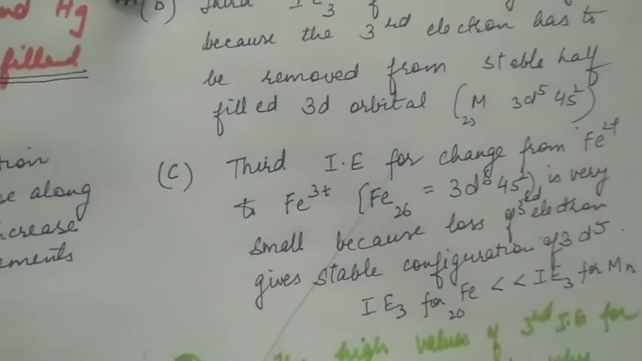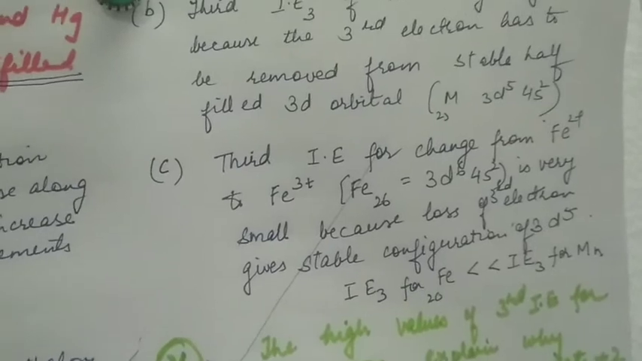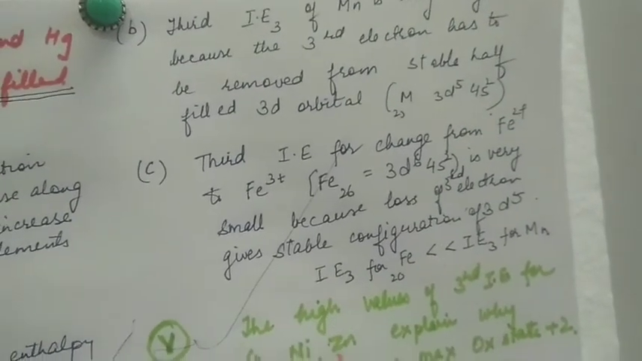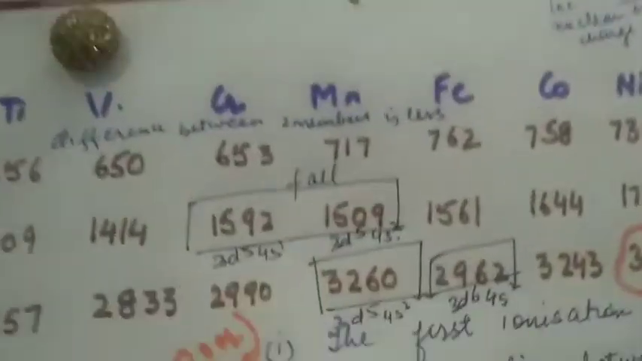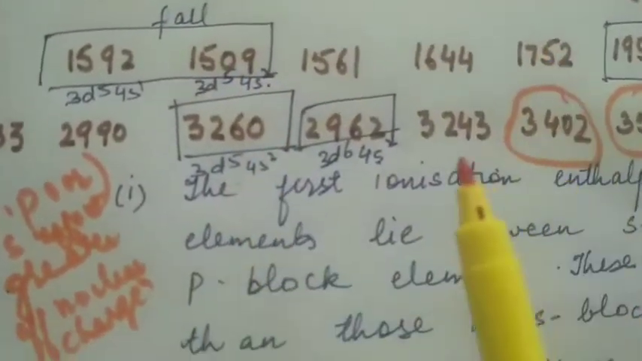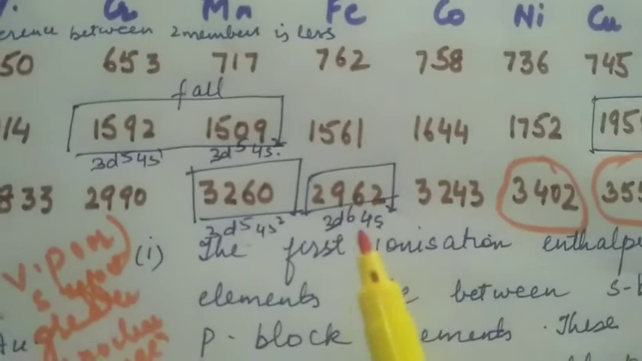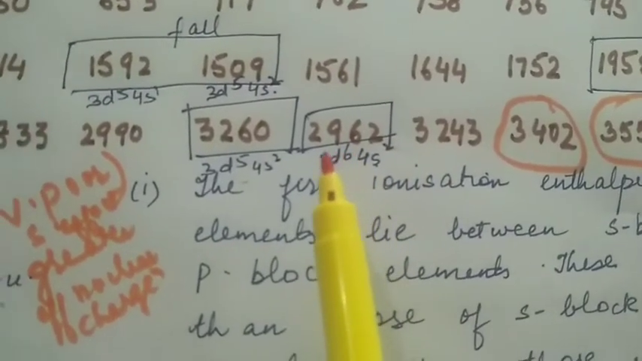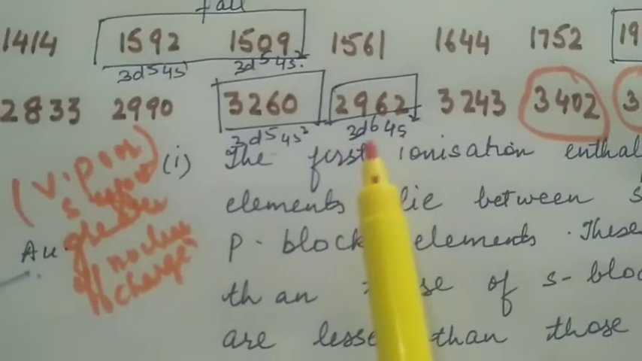The third ionization enthalpy value for change from Fe2+ to Fe3+ is very small, because loss of the third electron results in stable 3d5 configuration. This is for iron. Two electrons are lost from 4s, the third is lost from 3d6, so the configuration becomes stable 3d5, so the value is low. So the third ionization enthalpy value for iron is very much less than the third ionization enthalpy value for manganese.